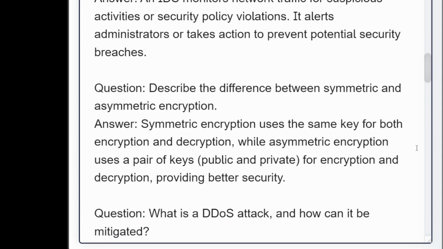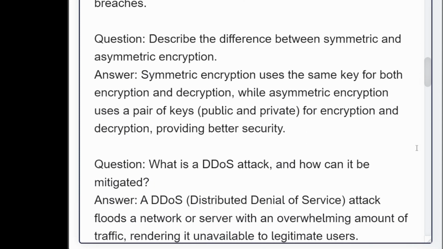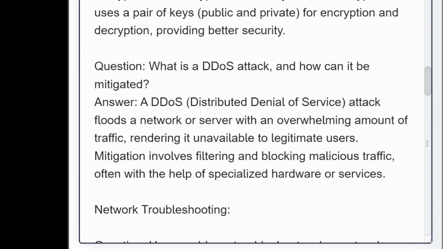Question: describe the difference between symmetric and asymmetric encryption. Answer: symmetric encryption uses the same key for both encryption and decryption, while asymmetric encryption uses a pair of keys, public and private, for encryption and decryption, providing better security.